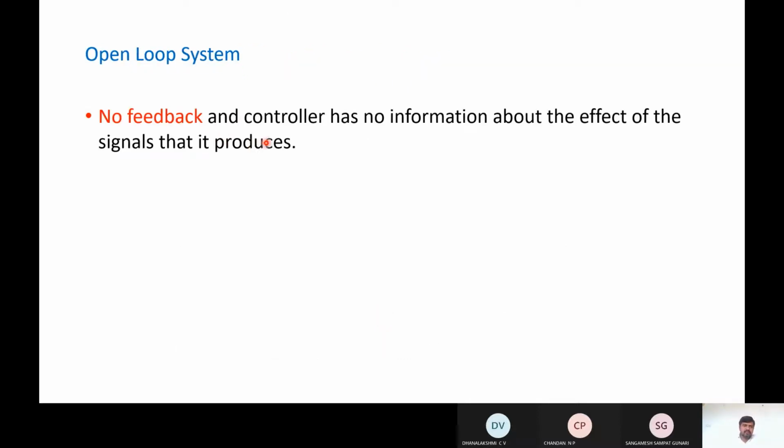Open loop system: no feedback, and the controller has no information about the effect of the signals that it produces. It uses stepping motors for driving the slides. Slide means a sliding movement, so the relative movement will be of sliding motion. That's why we are considering those mechanical elements as slides.